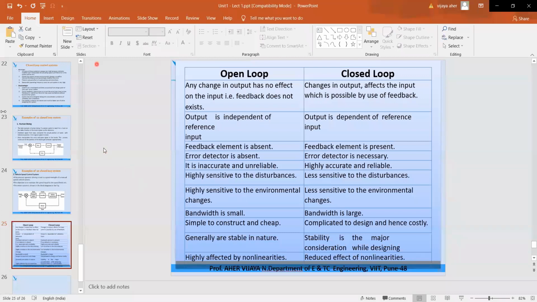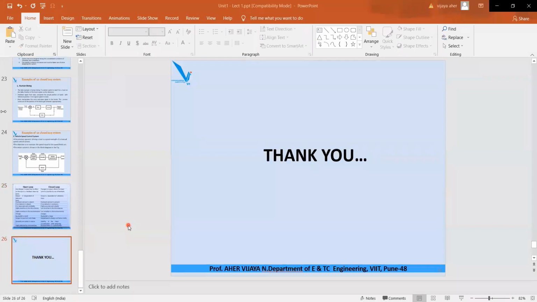Just a second. Understood, students? Yes, ma'am. Any doubt? Thank you. Yes, ma'am. Pratham, thank you. Anup, thank you. Thank you, students, for attending the class.